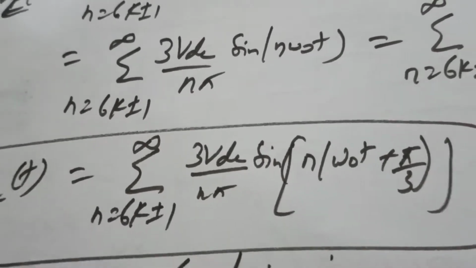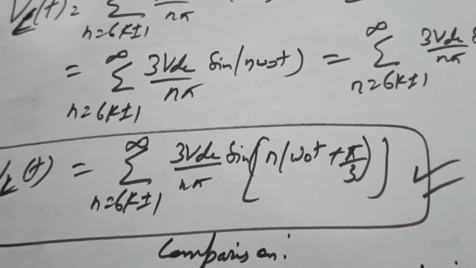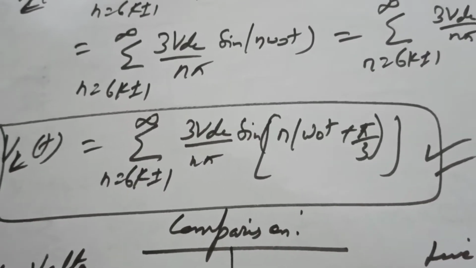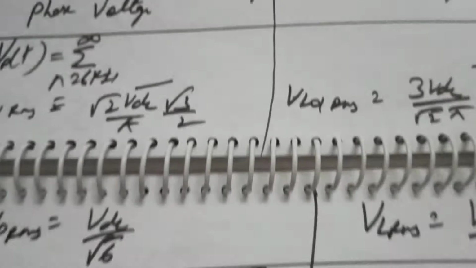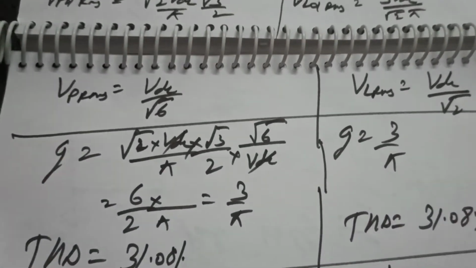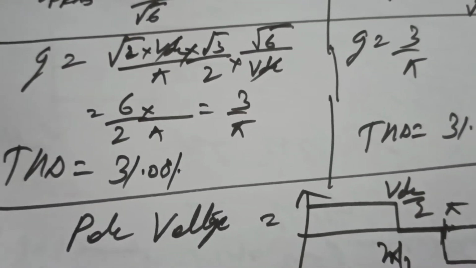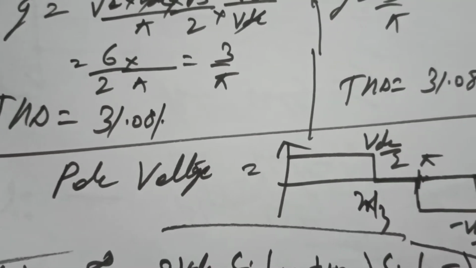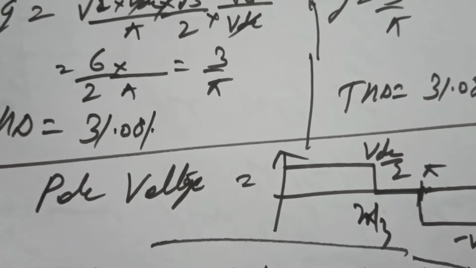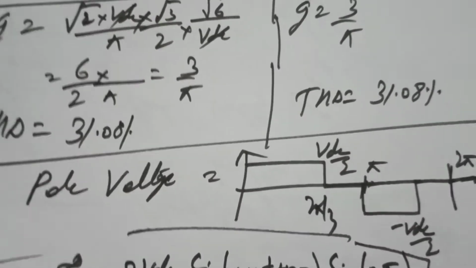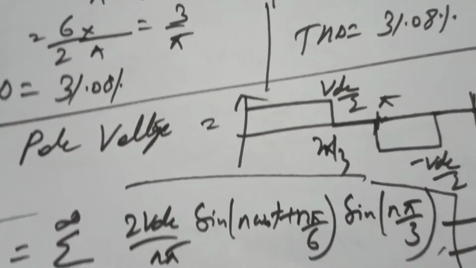Now if these parts become clear, then I don't think that there is an iota of doubt in writing the RMS n, because the RMS value is VDC by root 6 as it is evident here, and here it is VDC by root 2. G can be evaluated very easily, and THD can be obtained, which comes out to be 331.28. G is again 3 by pi. Any doubt? Any problem with anyone?